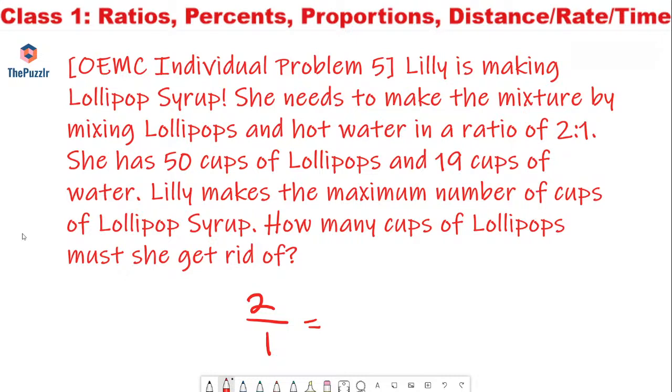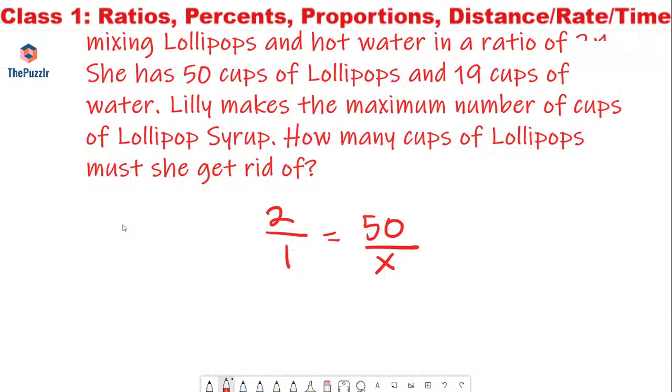Let's say we use all 50 cups of lollipops. Then how many cups of water would we need? Let's say we use X cups of water. Cross multiplying, we get 2X is equal to 50, or X is equal to 25. But that's way too many cups of water. Which makes sense, right? We know that we have extra lollipops, so we can't use all of the lollipops.